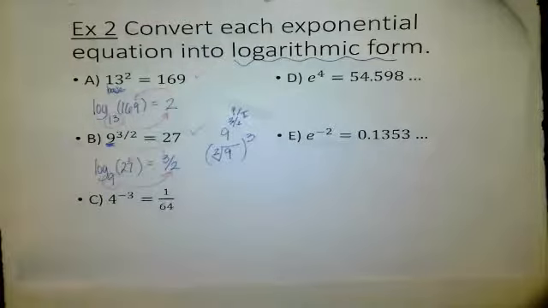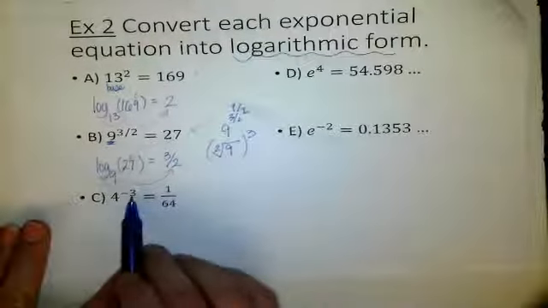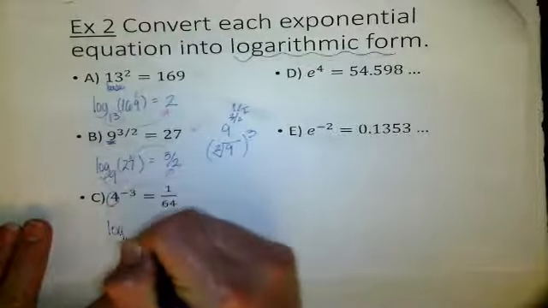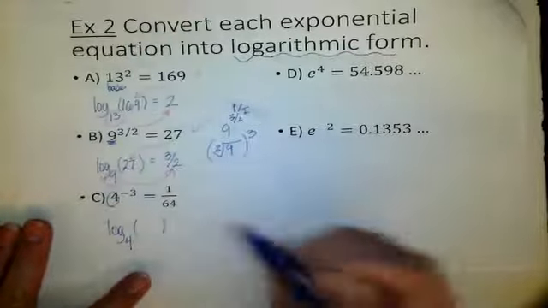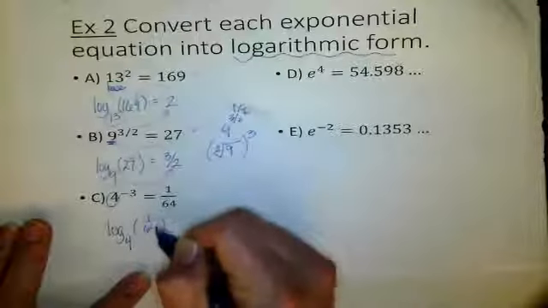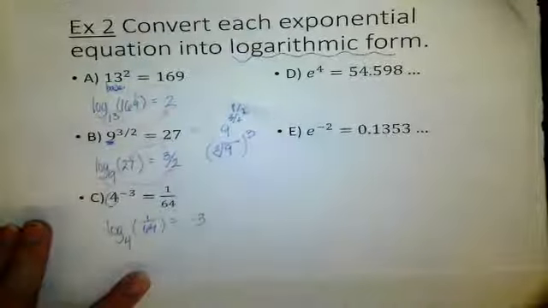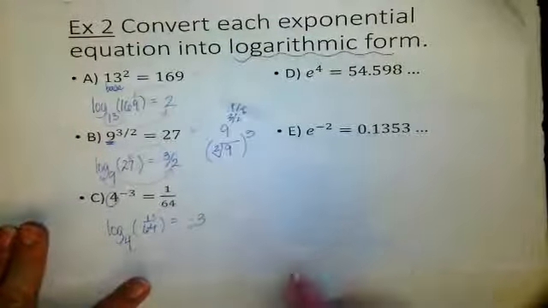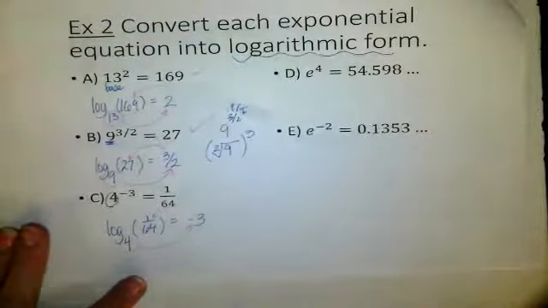All right, here we have 4 to the negative 3 equals 1 over 64. We have a base of 4. That's going to be log base 4 of, what's the argument? 1/64 equals negative 3. And again, so easy to give it a little swirly to double check. 4 to the negative 3 power equals 1/64.